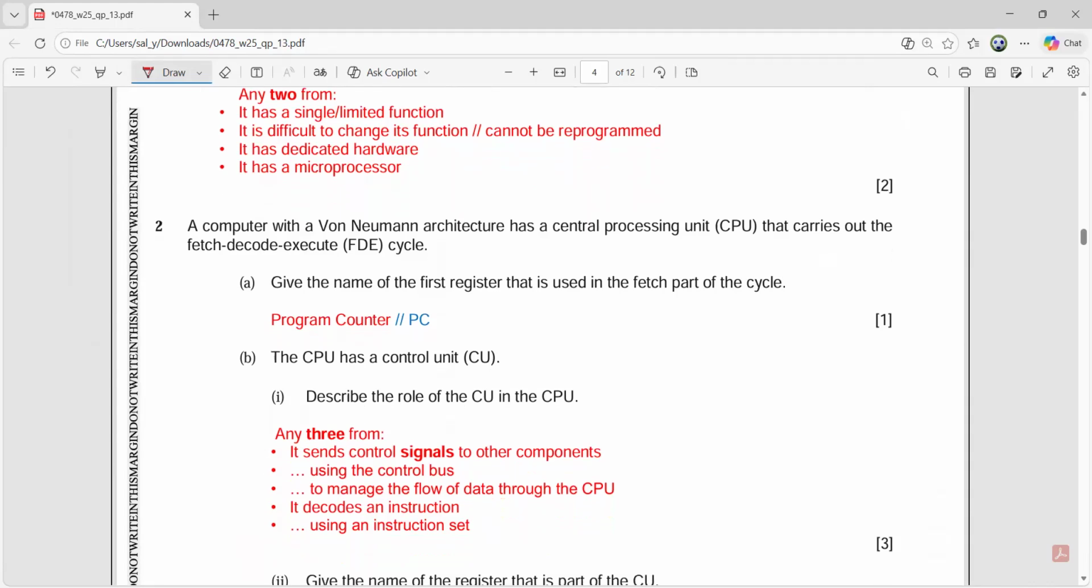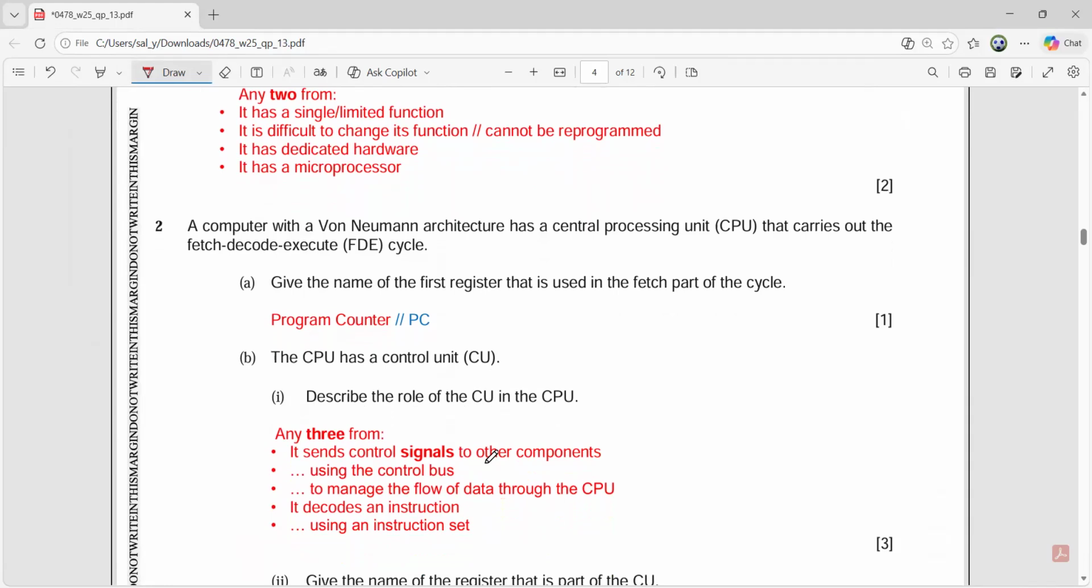CPU has a CU, control unit. Describe the role of CU in the CPU. What is CU doing? It sends control signals to other components using the control bus. And this is done to manage the flow of data throughout the whole CPU. It decodes an instruction using an instruction set. So any of these 3 points written in your answer will be making you eligible for 3 out of 3, for gaining 3 out of 3 here.